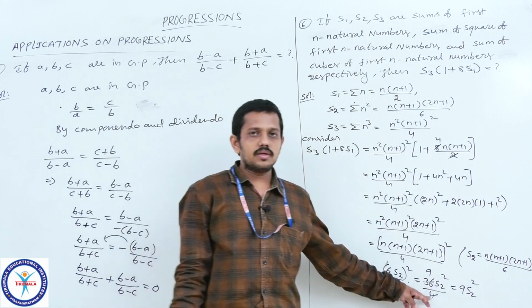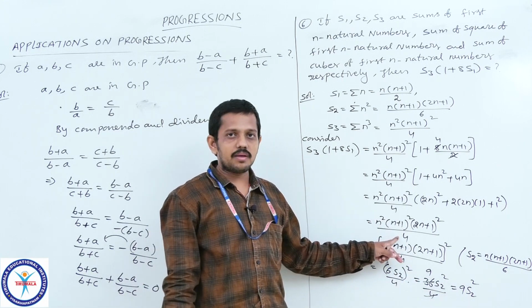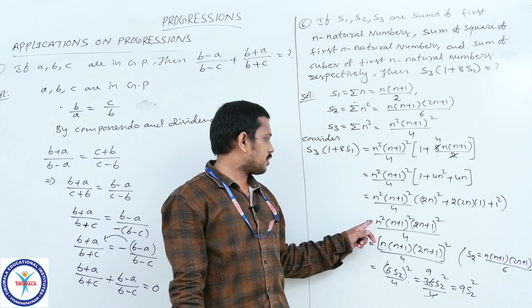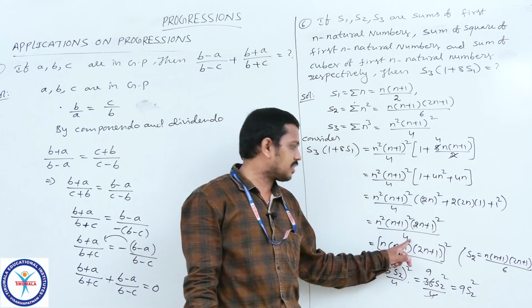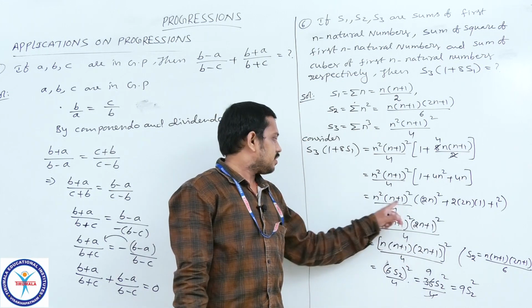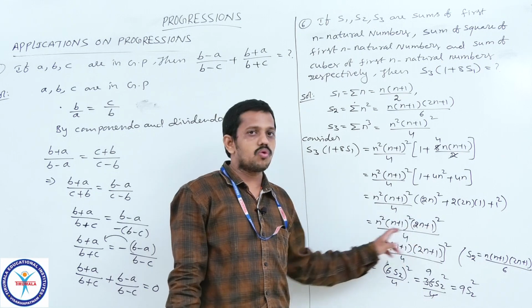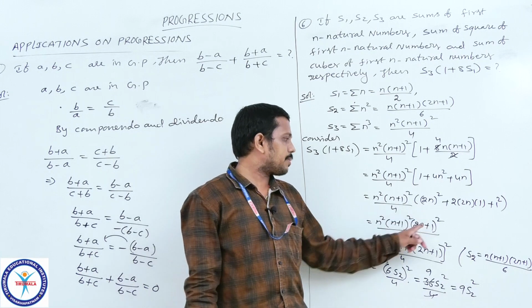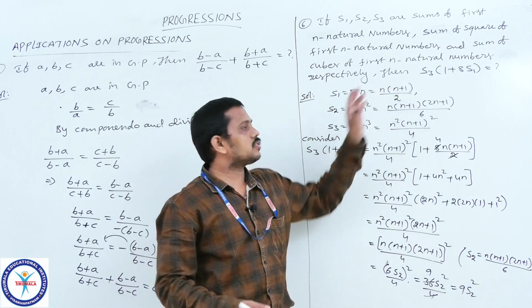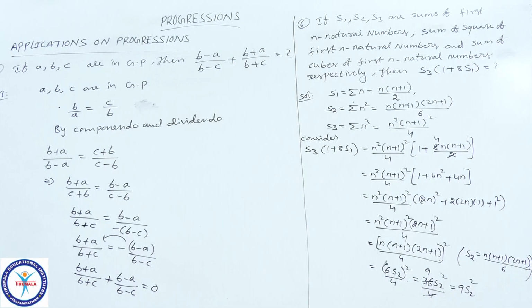We can do it like this, or else we can multiply both numerator and denominator by 9. Then this becomes 9 into n square into (n plus 1) whole square into (2n plus 1) whole square by 36. Then the square value will be written as (n into (n plus 1) into (2n plus 1) by 6) whole square into 9. But n into (n plus 1) into (2n plus 1) by 6 is nothing but S2. Then we can replace that value by S2, we get 9 S2.